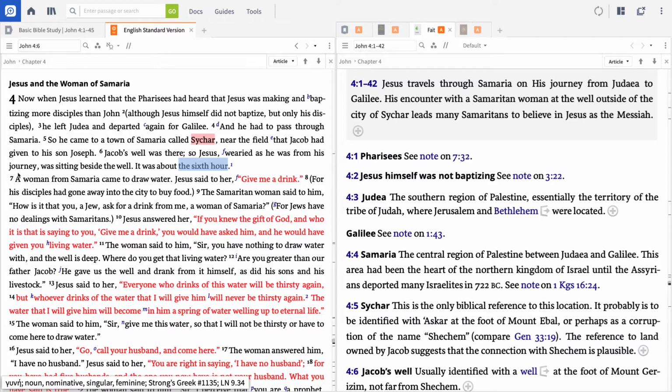A woman from Samaria came to draw water. Jesus said to her, "Give me a drink," for his disciples had gone away into the city to buy food. The Samaritan woman said to him, "How is it that you, a Jew, ask for a drink from me, a woman of Samaria?" For Jews have no dealings with Samaritans.